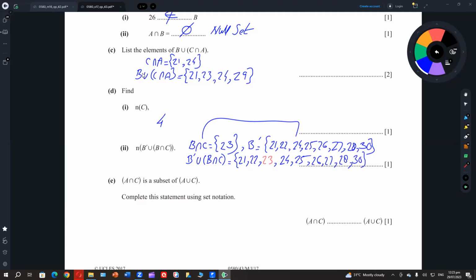Now he says n. What is the meaning of n? The total set. Count. Okay. So now we will count the numbers. So 9. So share this working.